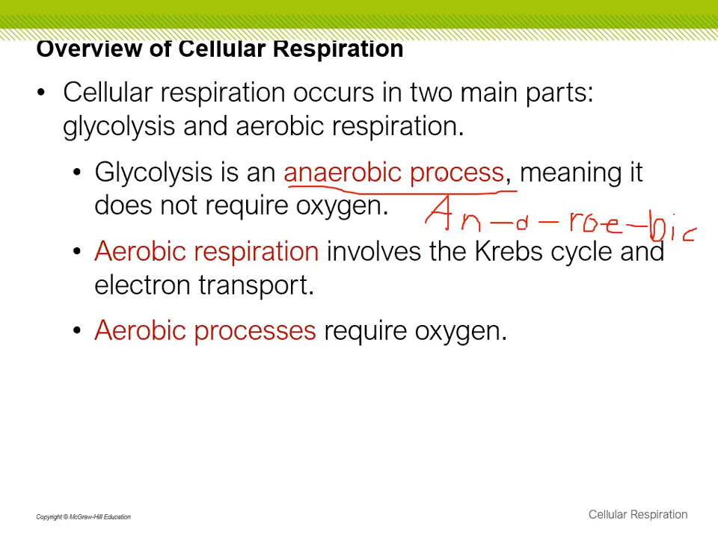So the first one's the anaerobic process, but then we also have aerobic respiration. This involves that thing called the Krebs cycle, which we will talk about here. So we get glycolysis, and we get aerobic respiration.